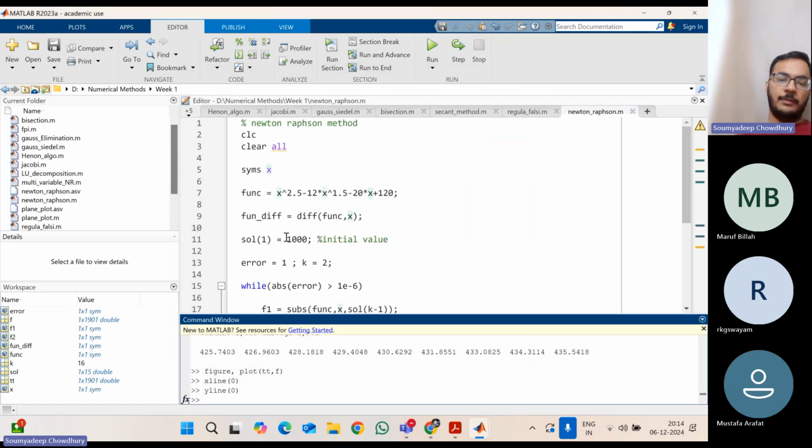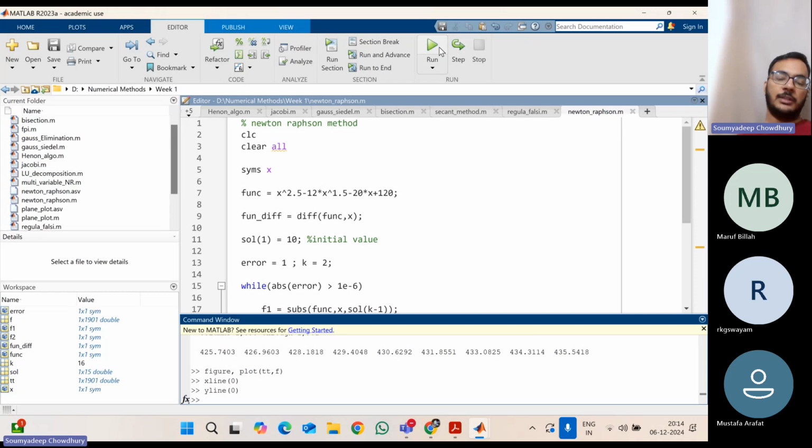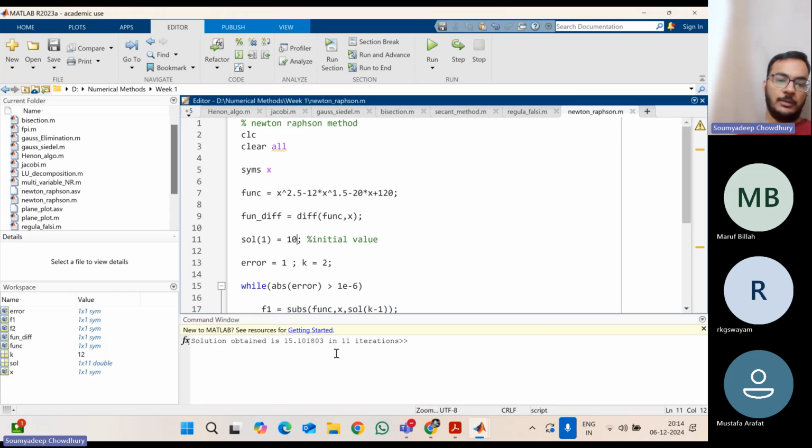So based on this initial value, whatever you take, the closest solution to it, it will give you. First we were taking 0, right? So the closest value to 0 is 3.349. That's why it was giving me 3.349. If I take some other value, say 10, which is closer to 15, it is giving you the other solution, 15.10, in 11 iterations.